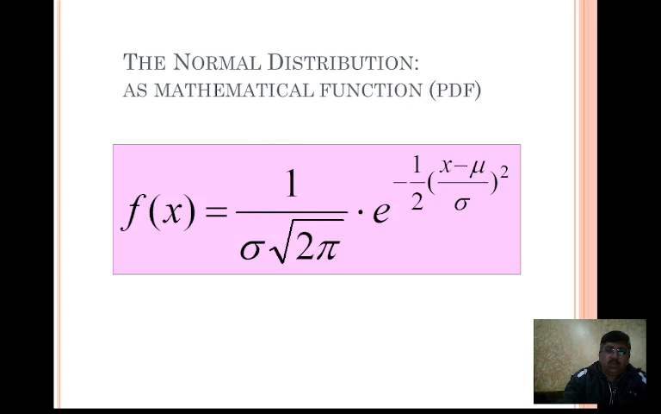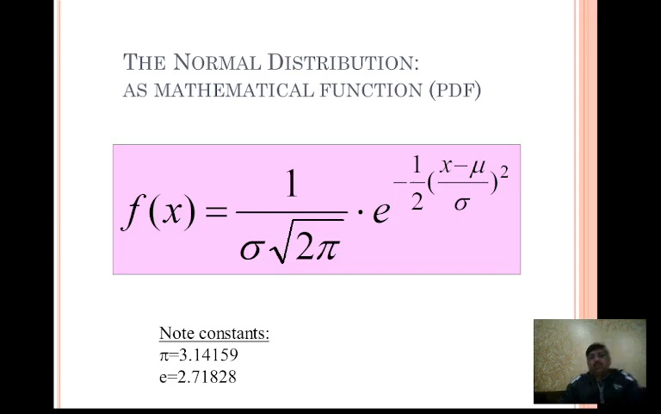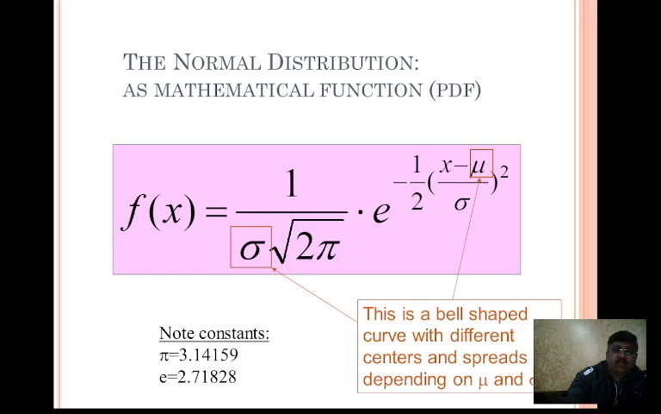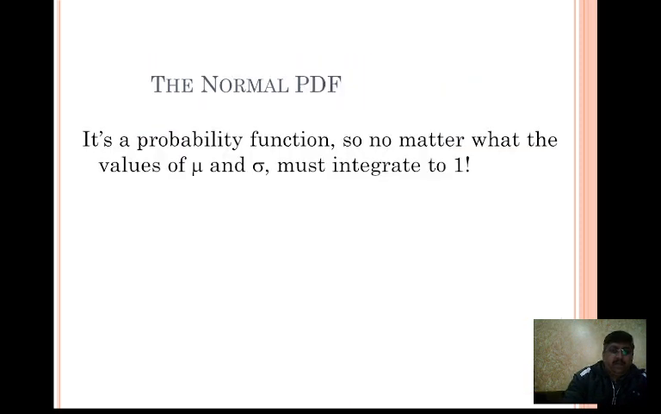This one is your f of x, the PDF, with pi and e, and suppose all with some notation or some calculation: e to the power minus half, x minus mu upon sigma, whole square. That means the exponent of anything, whatever is here, could be 1, then e to the power 1 is what? So e to the power 1 can be 2.71828. And this is a bell-shaped curve with different center and spread depending upon mu and sigma. Normal PDF.